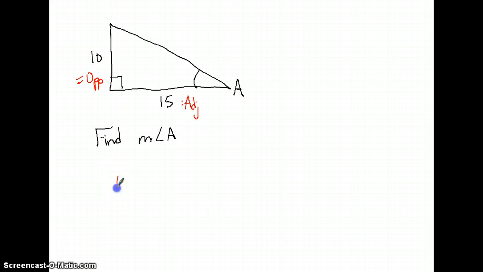All you have to do here is go, okay, I know that the tangent of A, just applying my SOHCAHTOA straight ahead, tangent of A would be opposite over adjacent, which is 10 over 15. And to find A, I just have to take the inverse tangent of 10 over 15, and I'll get my angle A. And that's all there is to it.